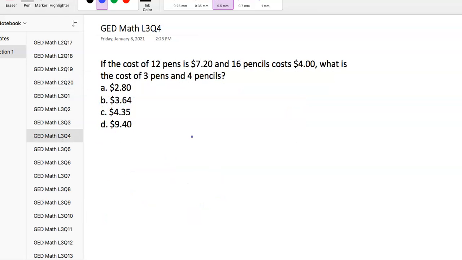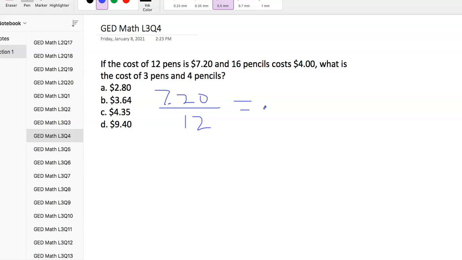Question 4. 12 pens cost $7.20. 16 pencils cost $4. What is the cost of 3 pens and 4 pencils? Okay, so they want you to get it down to what it costs for 1 pen, what it costs for 1 pencil, and then solve this problem. Okay, so 12 pens cost $7.20. So then that means we go like 7.20 divided by 12, and this is how we find out the price per pen.